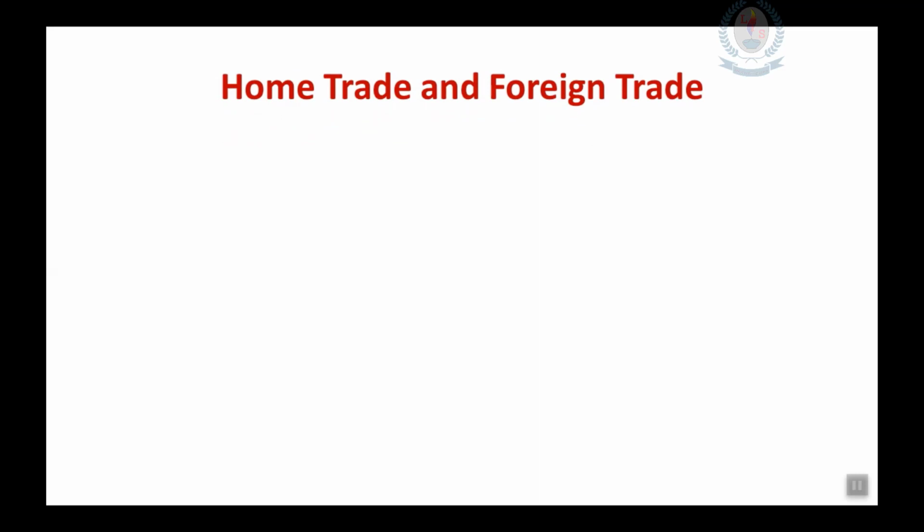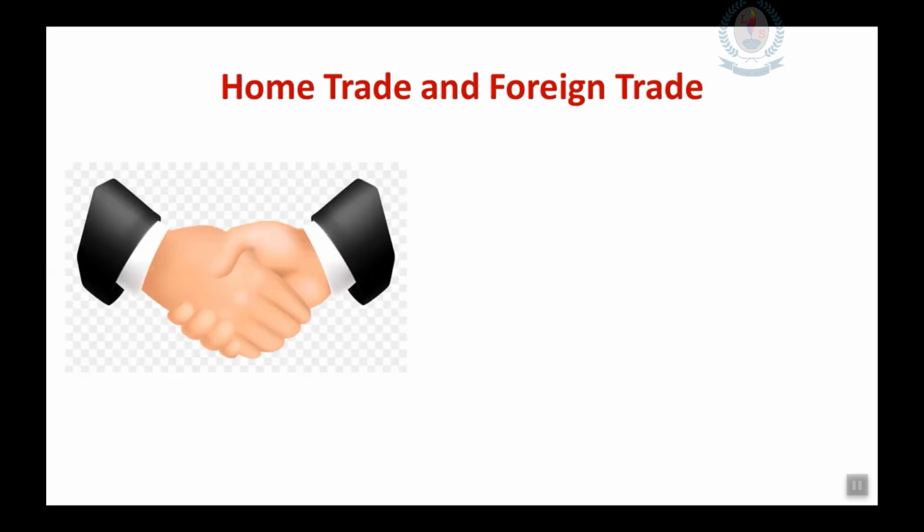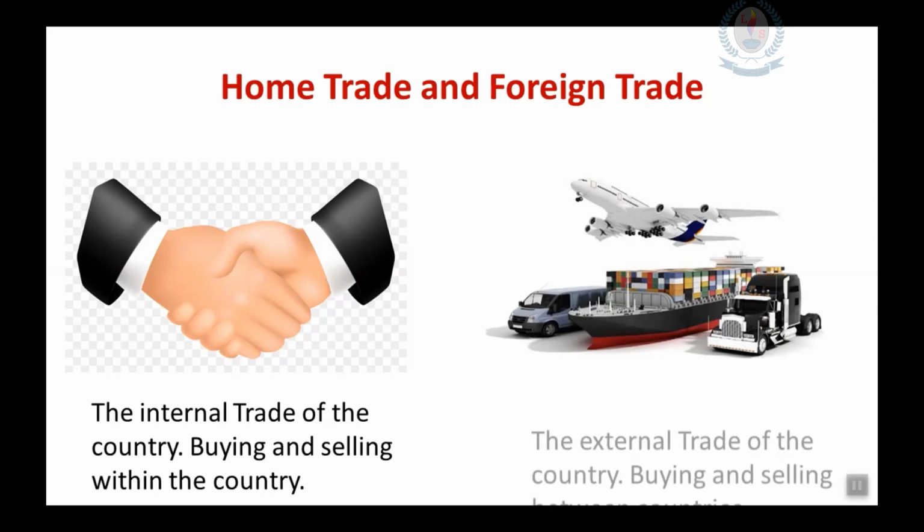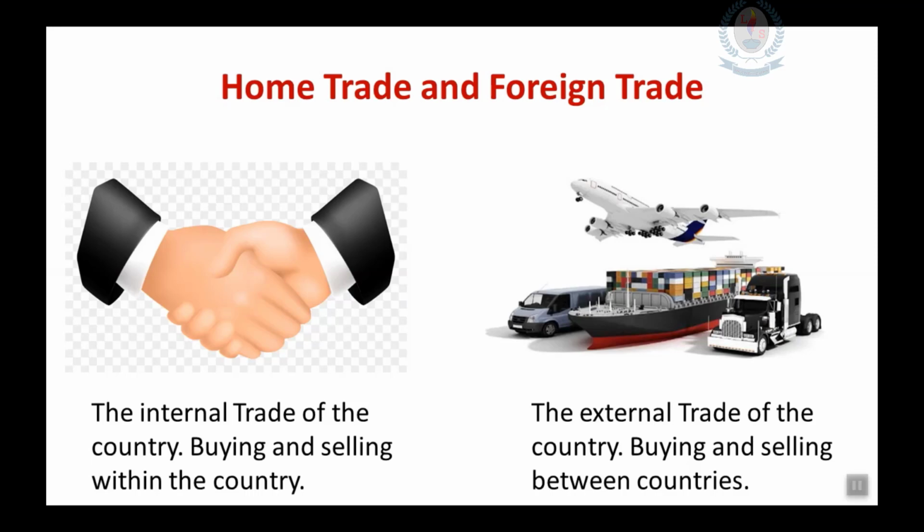Trade can be divided into two parts: home trade and foreign trade. What is home trade? Home trade means the internal trade of the country. It means buying and selling within the country. Buyer and seller are both in the same country and using the same language. What is foreign trade? It's the external trade of the country, buying and selling between countries. The buyer is in one country and the seller is in another country.